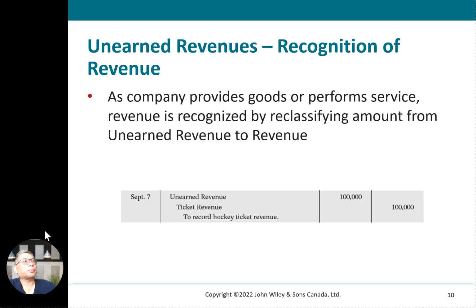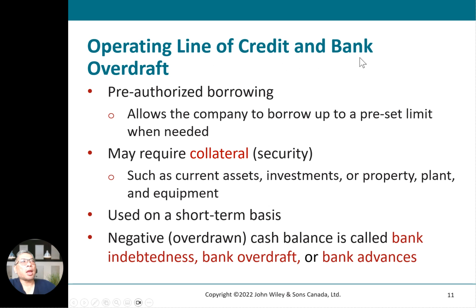Operating line of credit and bank overdraft: pre-authorized borrowing allows a company to borrow up to a preset limit when needed. It may require collateral such as security, such as current assets, investments, or property, plant, and equipment, used on a short-term basis. It has a negative, overdrawn cash balance, called bank indebtedness, or bank overdraft, or bank advances.